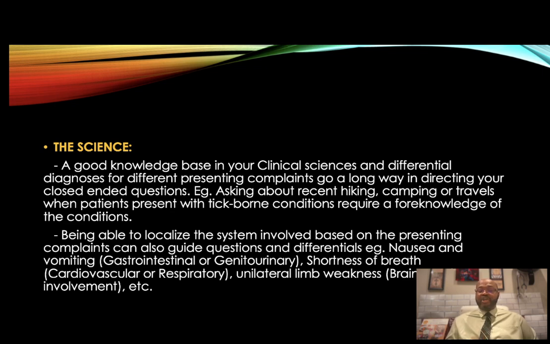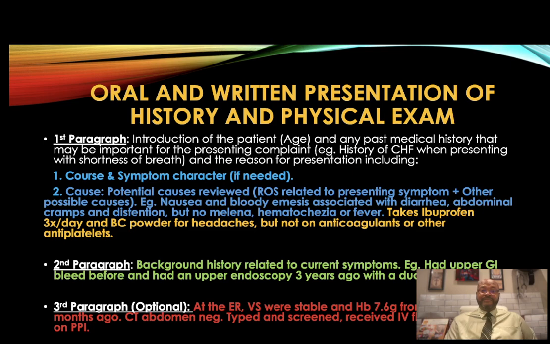So if someone comes in with nausea and vomiting, it could be the gastrointestinal or genitourinary system. If they come in with shortness of breath, you're thinking cardiovascular or respiratory system. If there's a unilateral limb weakness, you're thinking brain, spinal cord, etc. So being able to localize the system involved does help you, and this is part of your science as a doctor or a provider.